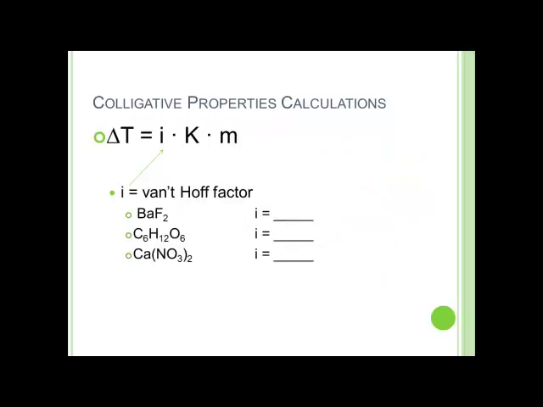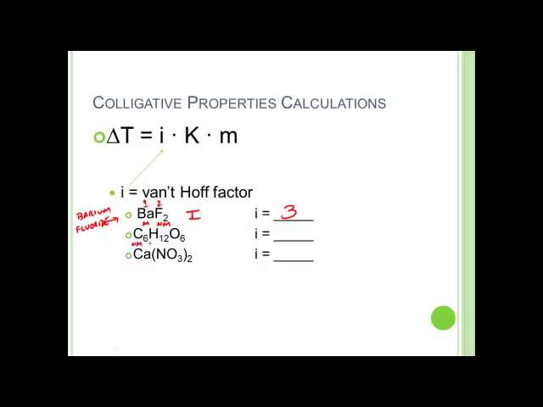The first thing I would always do when you're given a compound is identify if it's ionic or if it's covalent. Barium is a metal, fluorine is a nonmetal, so that is ionic, and it's going to break into ions. I like to think of it based on its name. That's the easiest way to count it, in my opinion. That's barium fluoride. So barium fluoride has 1 barium and 2 fluorides, for a total of 3 things that it breaks into.